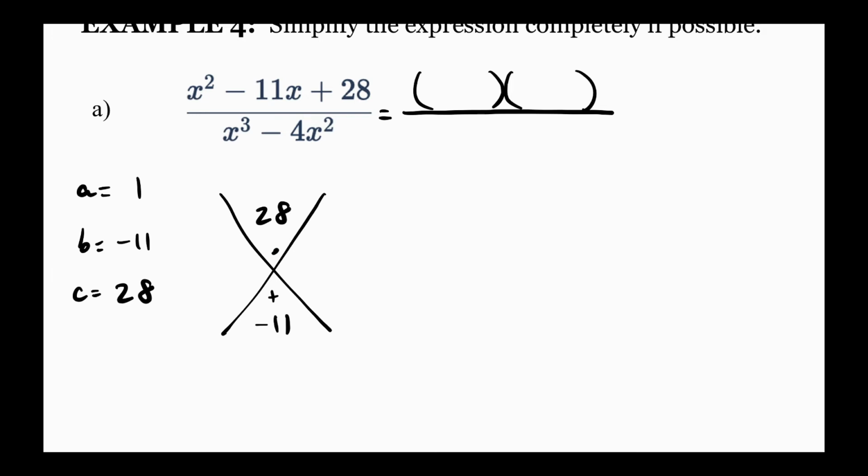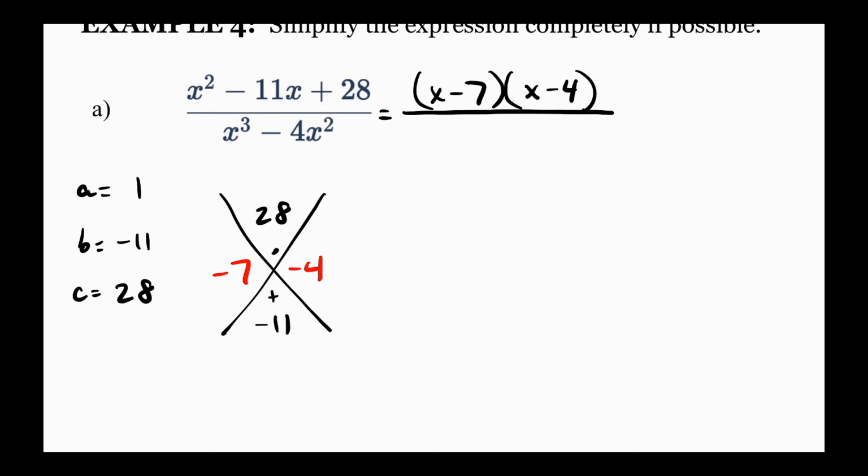So what are the two numbers that multiply to be 28, add up to be negative 11? Perfect. So I got a minus 7 and a minus 4. That's the top. That doesn't change, right? Now let's look at the bottom. The bottom is different because it's not a trinomial. It only has two terms, x cubed and negative 4x squared. So since it's not a trinomial, we have to look at our list of binomial steps.